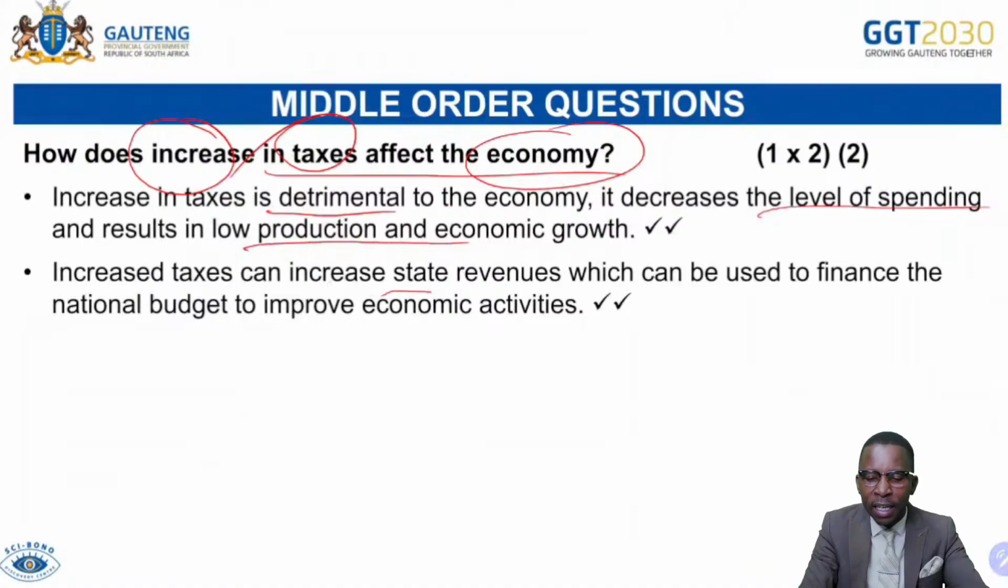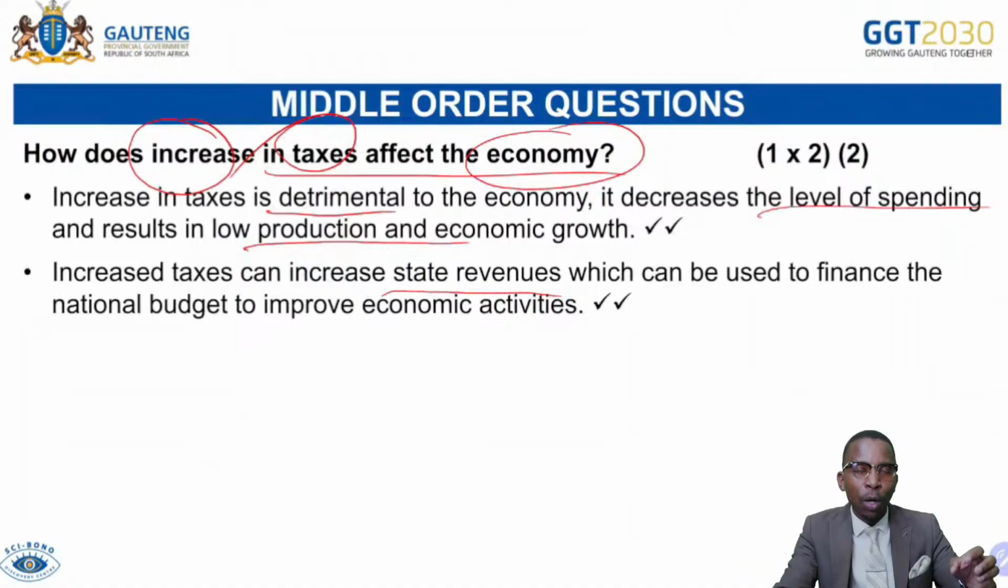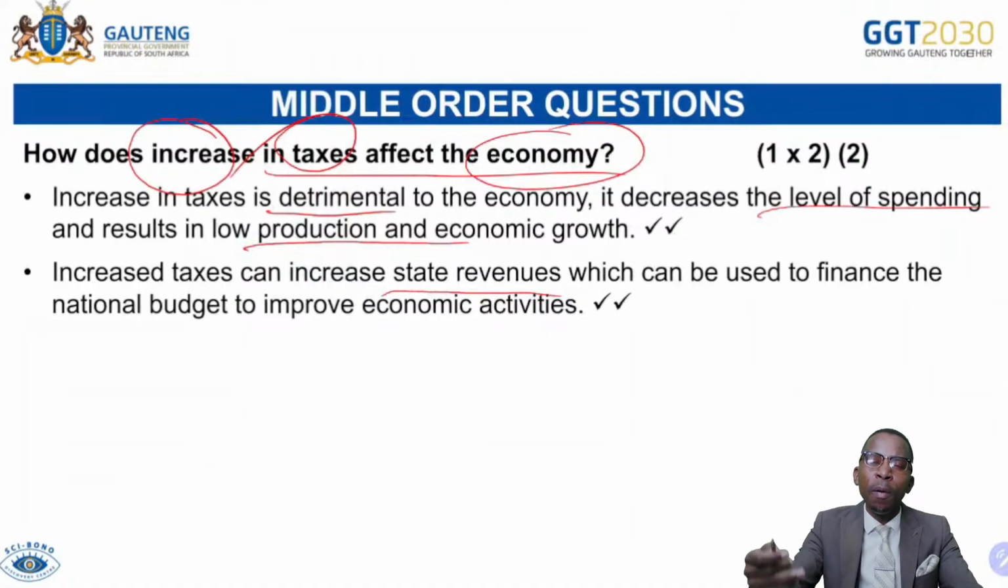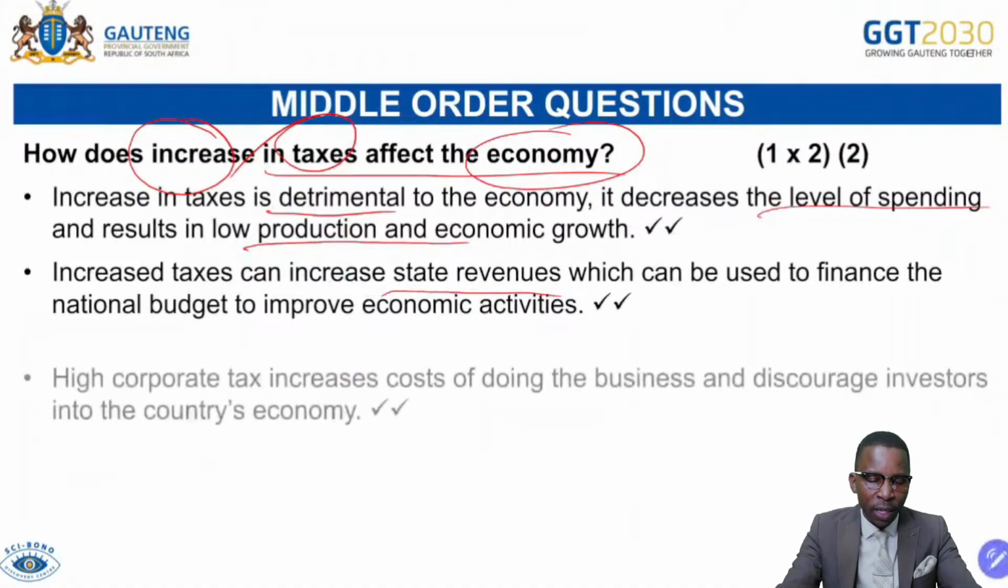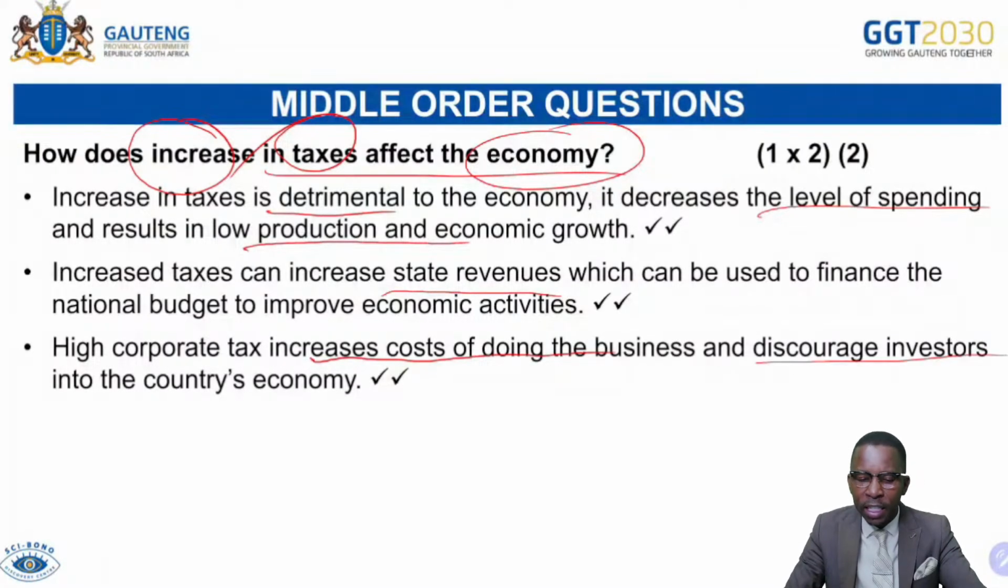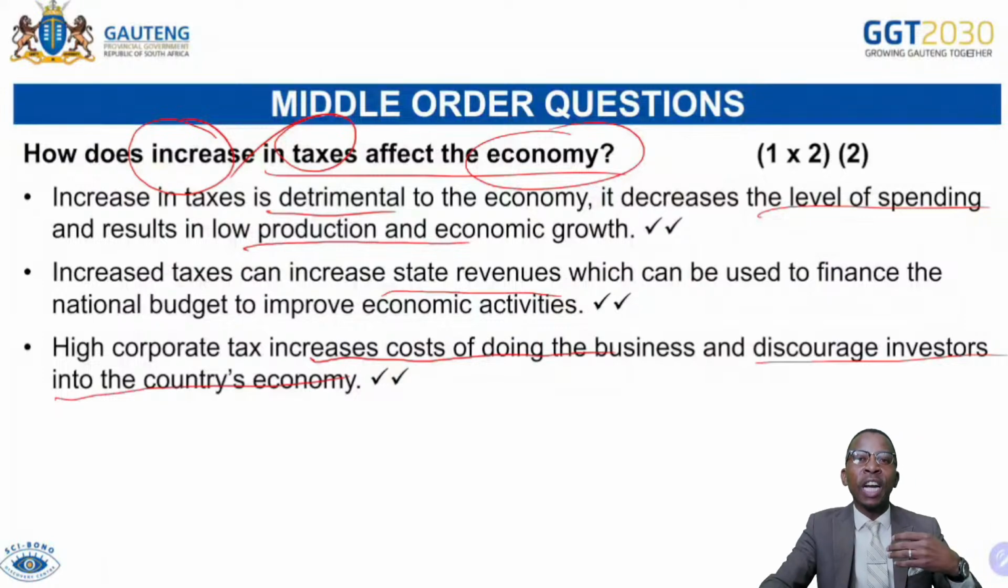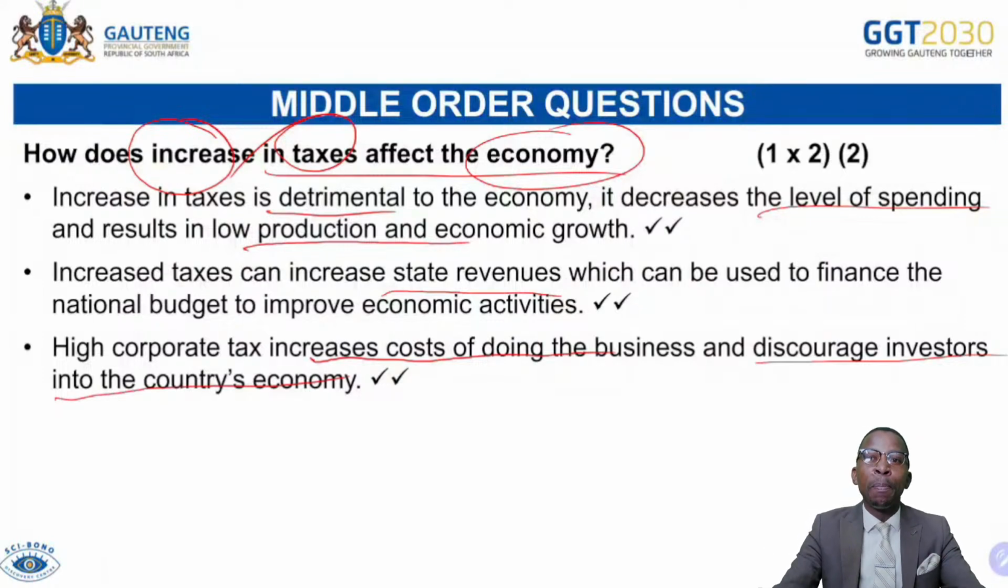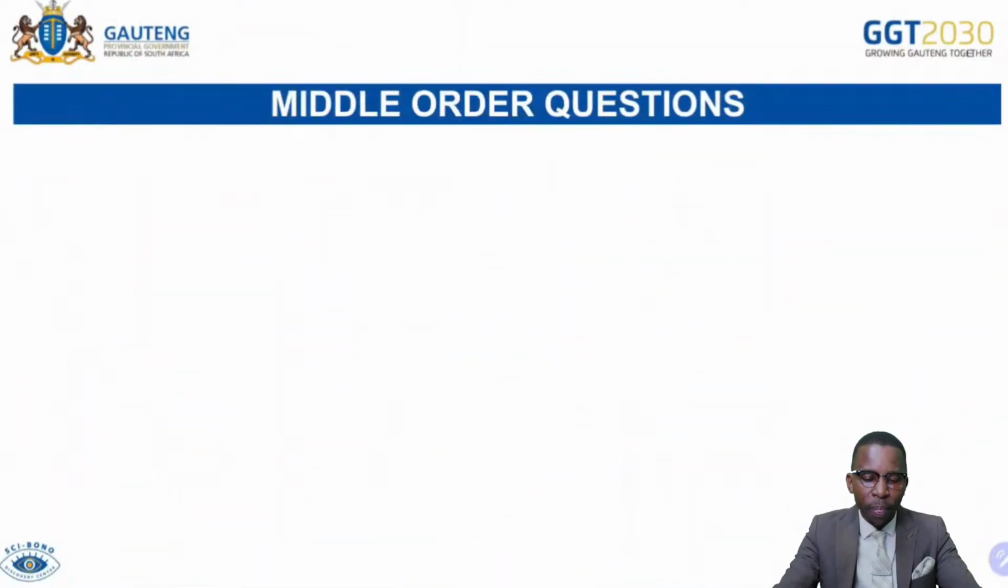Increased taxes can increase state revenues, which can be used to finance the national budget to improve economic activities. That's a good side. Should government increase taxes, either direct or indirect, that can increase government revenue that can be used even to further government's objectives by redistributing income and wealth. High corporate tax or business taxes increase the cost of doing business and discourage investors into the country's economy. Should the government increase the business taxes, businesses will be discouraged from investing in the country, meaning there will be disinvestment or they will withdraw, which can lead to less investment and also fewer job opportunities in the country. Then we continue.